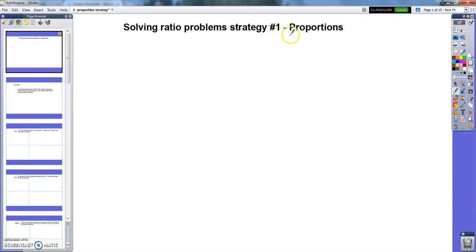That's the name of the strategy. But I do not want you to label your next page as that. We're going to learn 4 different strategies the next few days. Today's just the first one. And we're going to look at a lot of the same problems over and over to do that.